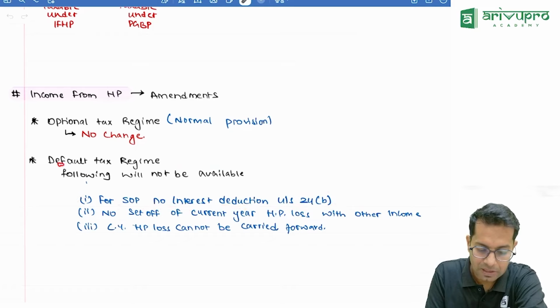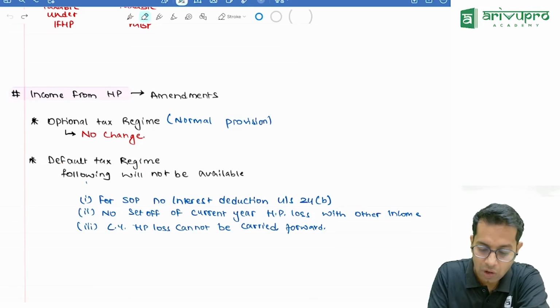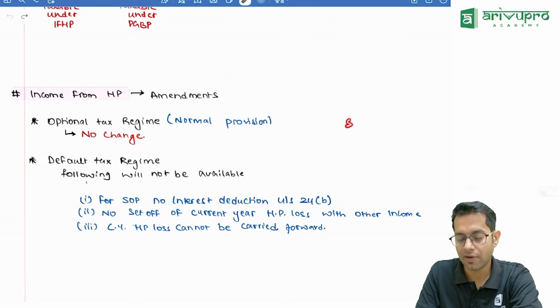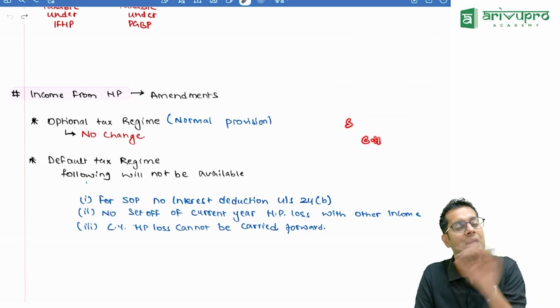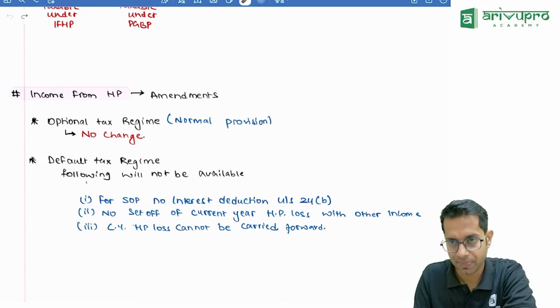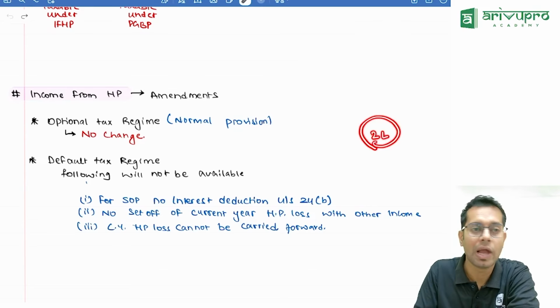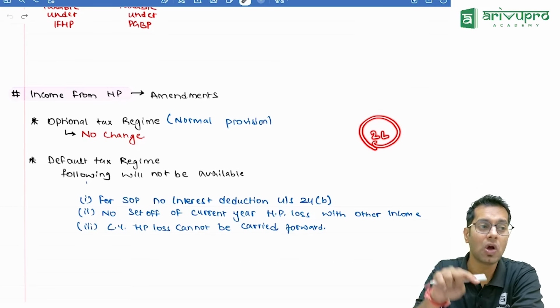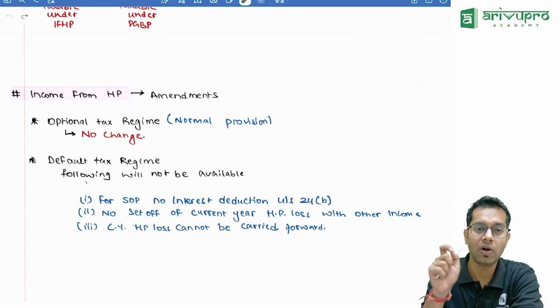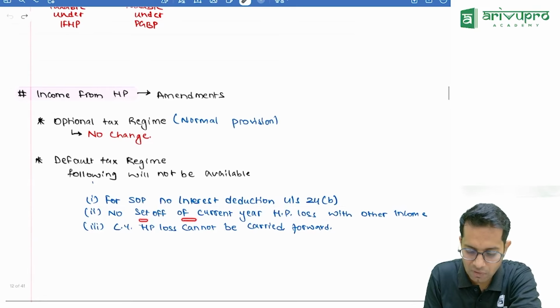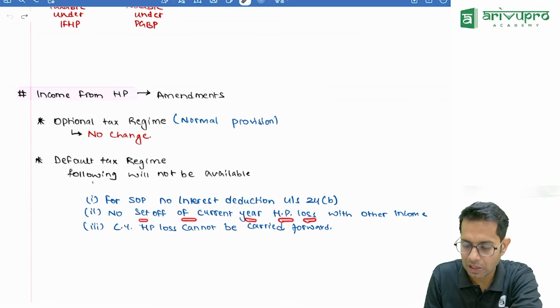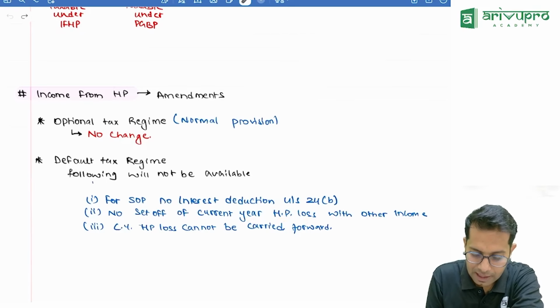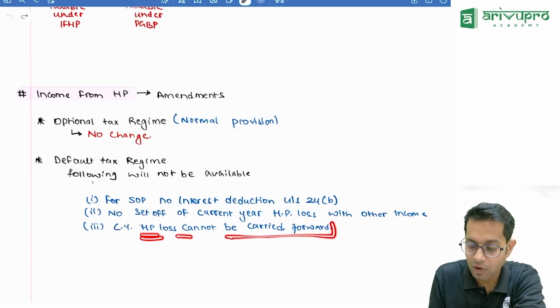Then, if you are a person who is opting for the default tax regime, under the head house property, you will not get set off of losses. Normally what happens, if you remember, under set off and carry forward, current year house property loss can be adjusted with other heads. How much, sir? To a maximum extent of 2 lakh rupees. This adjustment will not be possible if you have opted for the default tax regime. No set off of current year house property loss with other income if you have opted for the default tax regime. And then current year house property loss cannot be carried forward also.